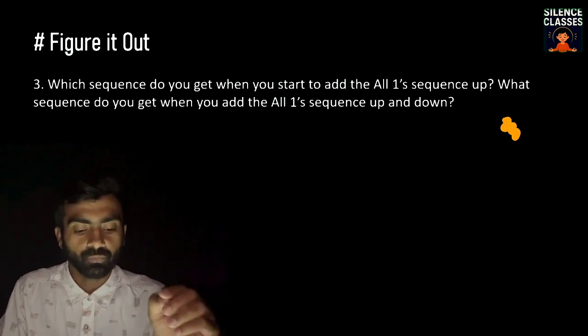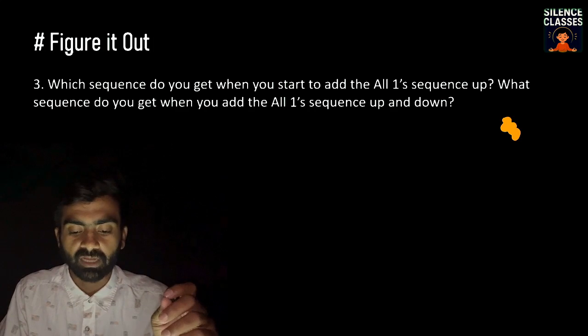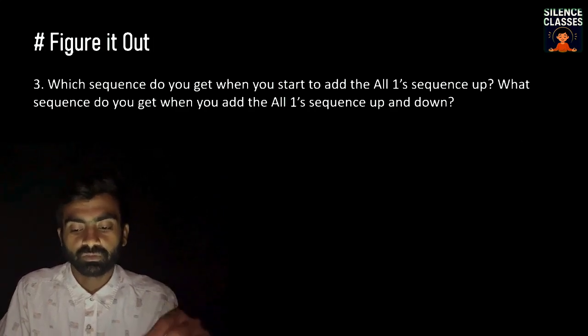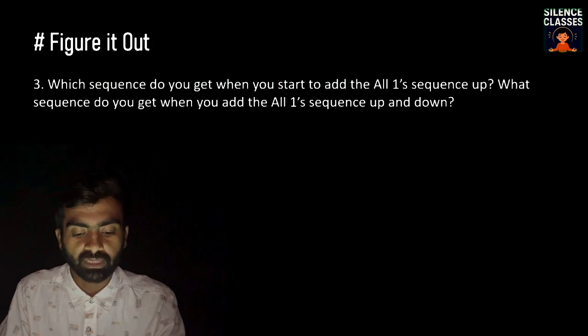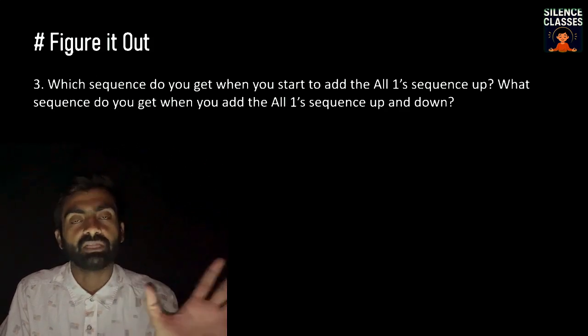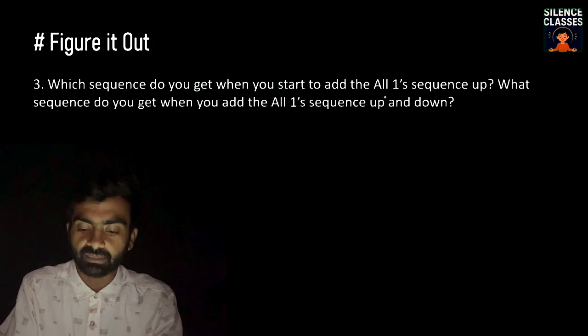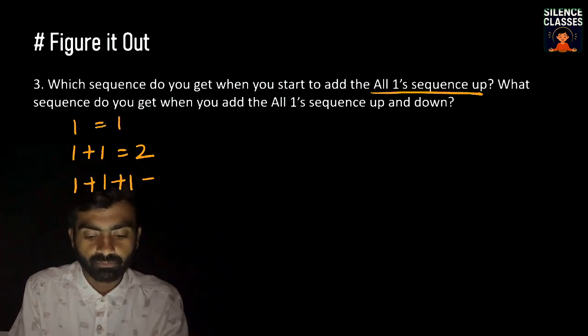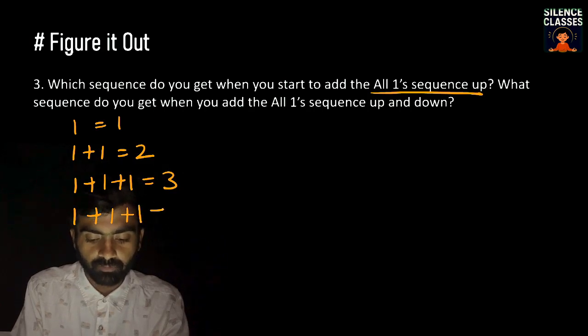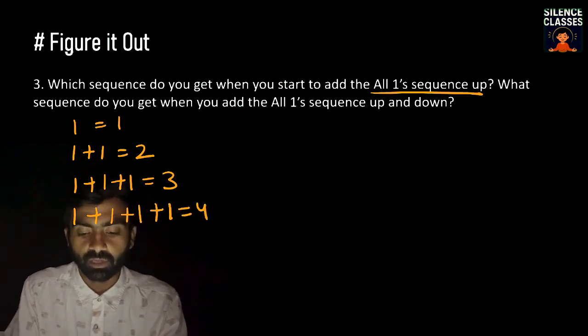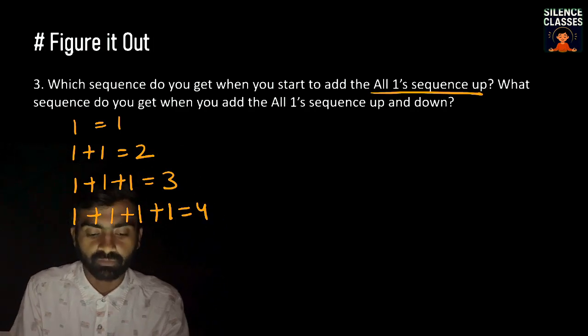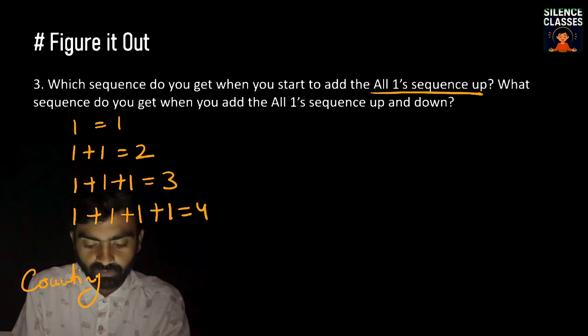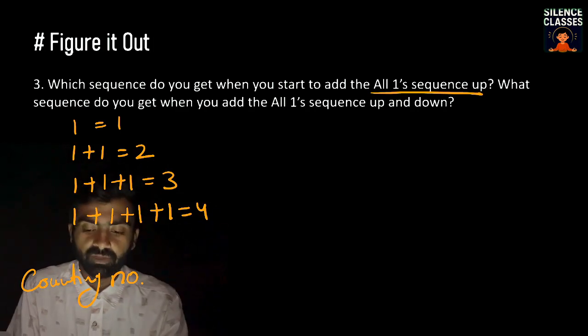The third part is saying, which sequence do you get when you start to add the all ones sequence up? What sequence do we get when we add the sequence up and down? If we add all ones up, 1, then 1 plus 1, we get 2, 1 plus 1 plus 1, we get 3, 1 plus 1 plus 1 plus 1, we get 4. So we will get the counting numbers. If we add the sequence of all ones upward, we will get the counting numbers.